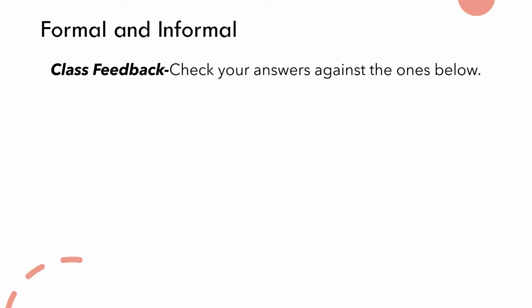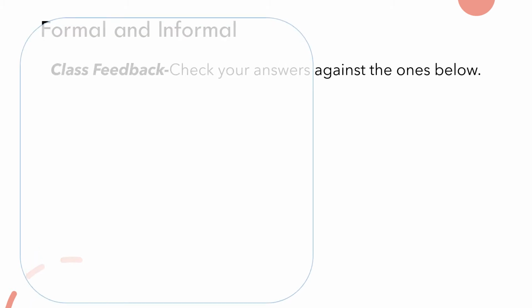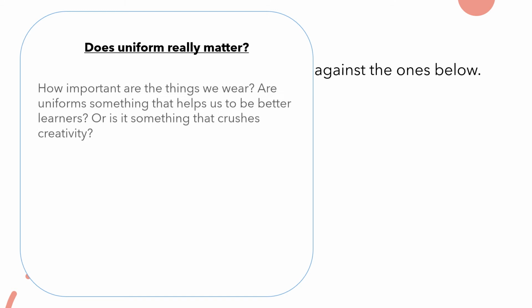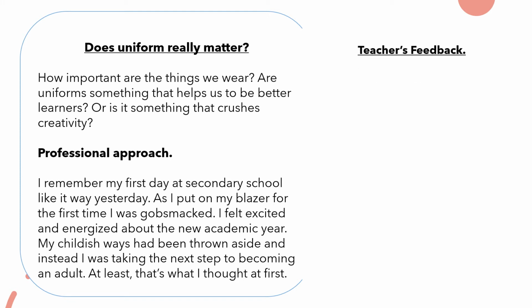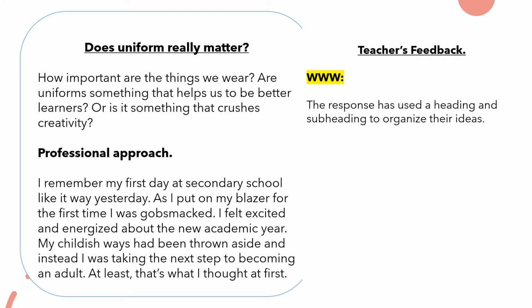Class feedback. Check your answers against the ones below. So just as we had before, we've got the same response over on the left hand side, where the person attempted the same question that we were thinking about earlier. What we've got now on the right hand side is a teacher who's actually given this proper feedback for the response. So you can see there we've got teacher feedback, and the first thing they're going to do is they're going to write down WWW, which means what went well. So for the purpose of this video, all we're thinking about really is the things that work well in it, the things that we want to identify for the positives, okay? So the first thing it says is the respondent used a heading and a subheading to organise their ideas.